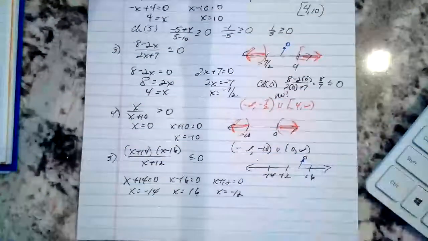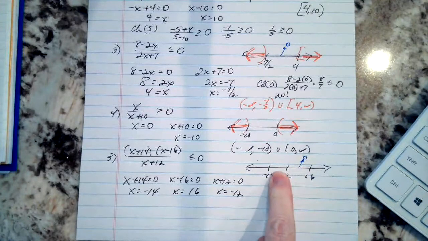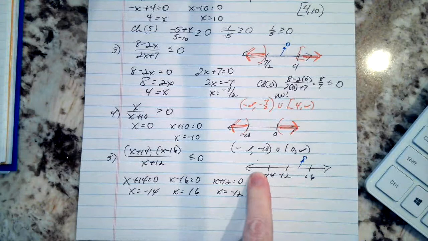So 0 falls in here. If 0 works, I know this will be shaded, and I know this next one won't be, and I know this next one will be. Remember, we alternate on, off, that kind of thing.